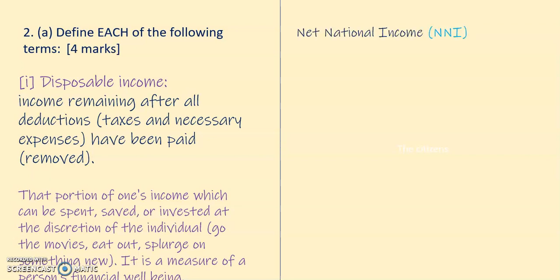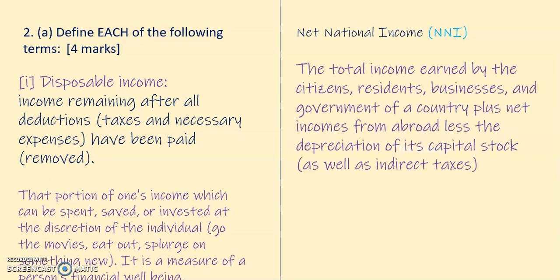All right. The other term was to define net national income. So net national income is the total income earned by the citizens, the residents, the businesses, and the governments of a country, plus the net incomes from abroad, and then you would take away from that the depreciation of the country's capital stock. And of course, if you want to push it a little further, you would also take out the indirect taxes levied by the government.